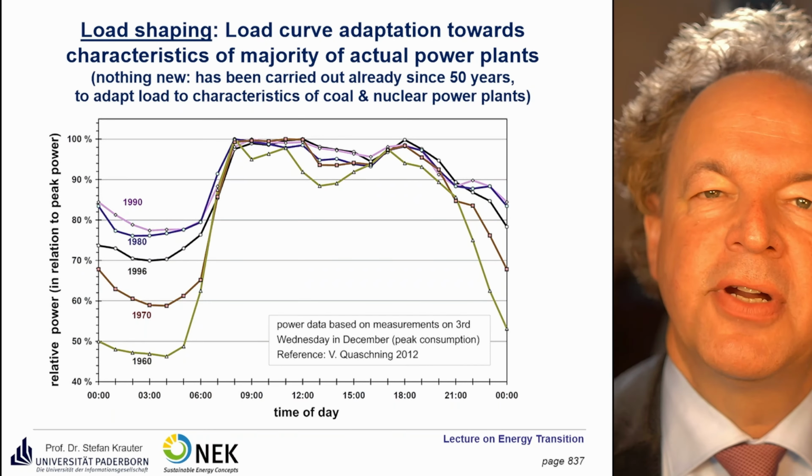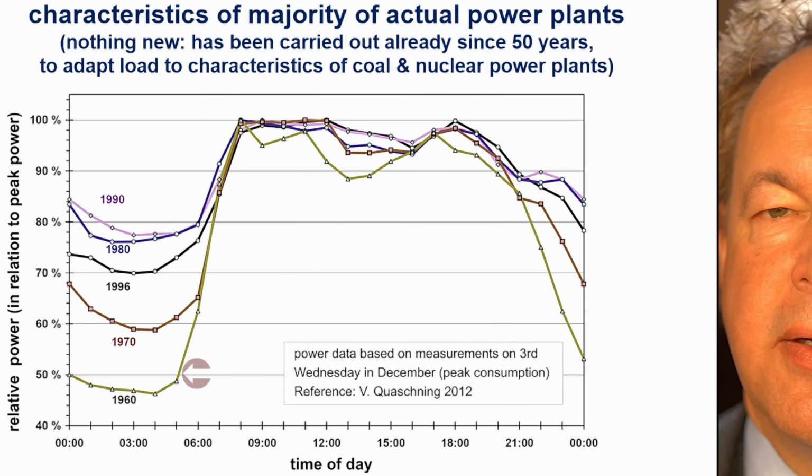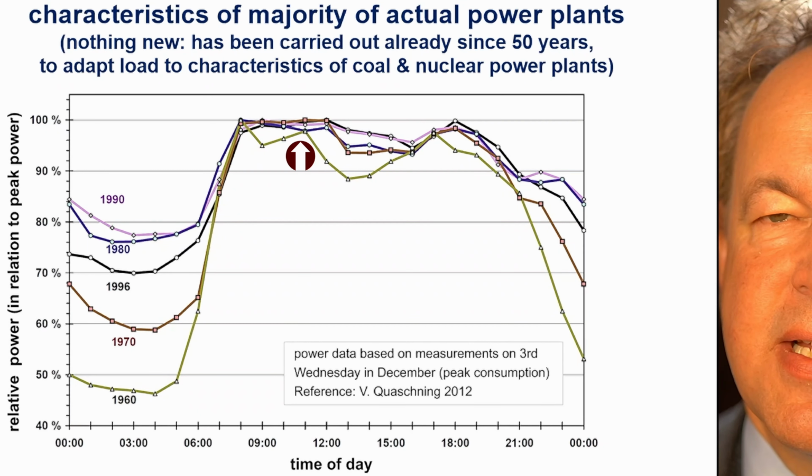What we see here is a load curve of Germany during the different decades. On the x-axis, you see the time of day. You see here in the 60s the light green curve that we have a little demand during nighttime, and most of the demand occurs between sunrise and sunset.